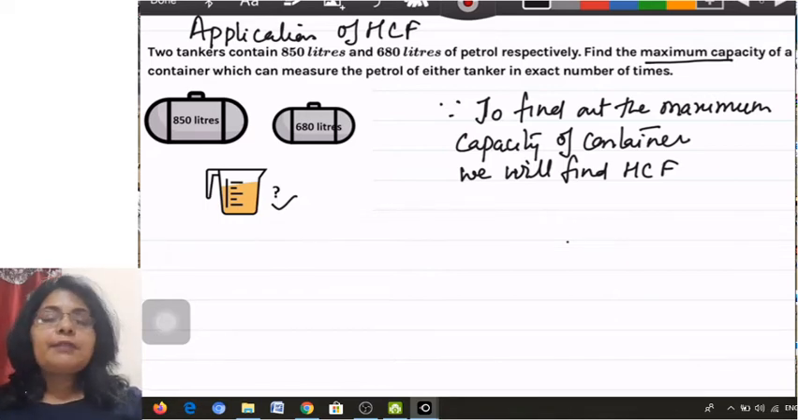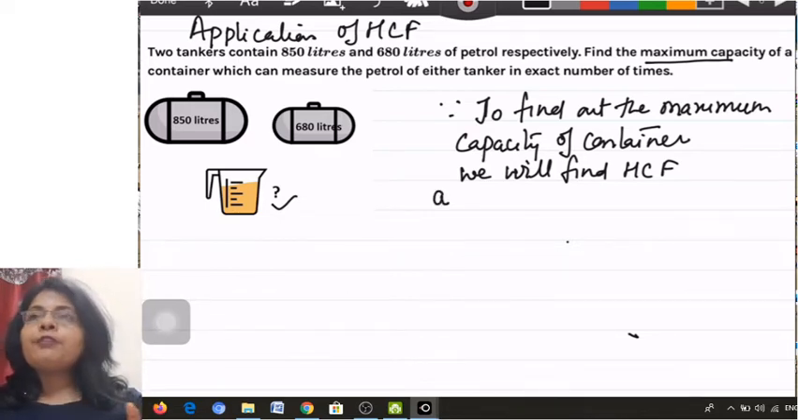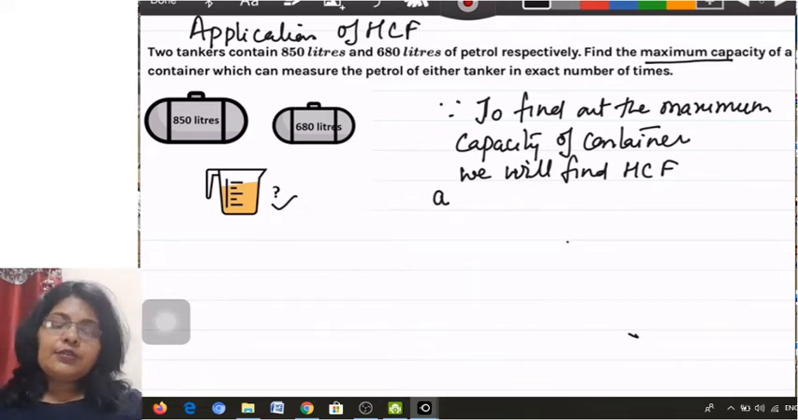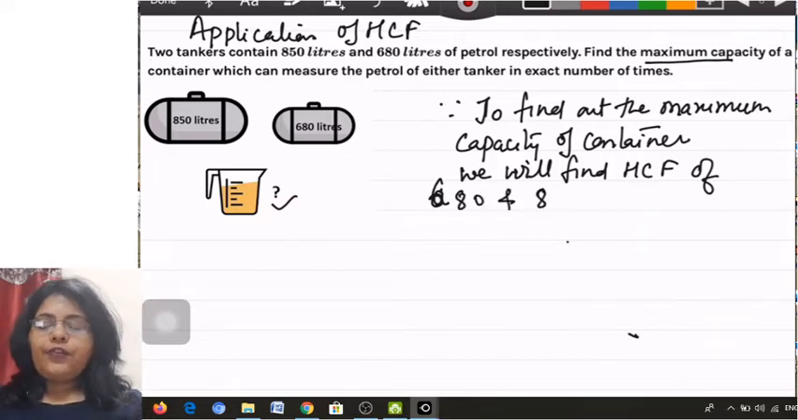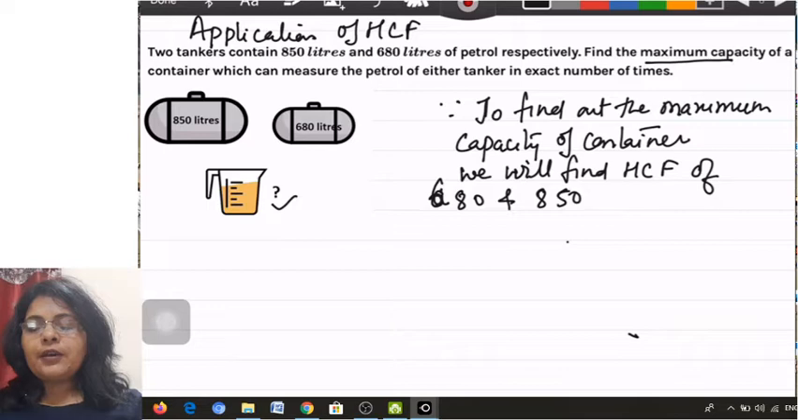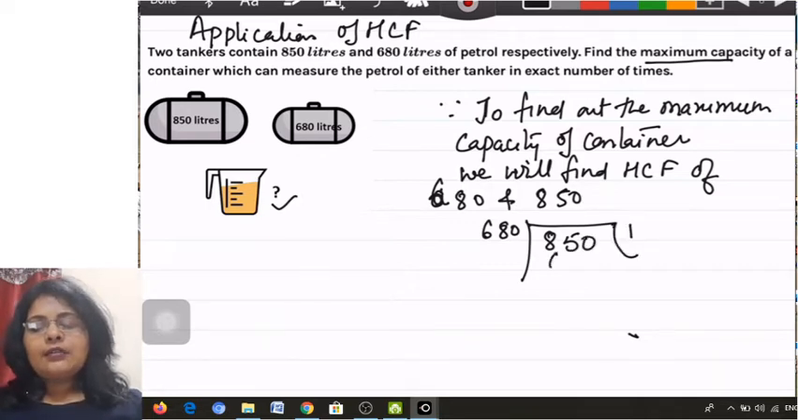Now we will just simply find out the SCF. What will be the SCF? The procedure of SCF is the greater one will be regarded as A and the smaller one will be considered as B. So here SCF of 680 and 850. So the smaller number is 680 and the larger number is 850. So simply we will find out the SCF. 680 ones are 680.